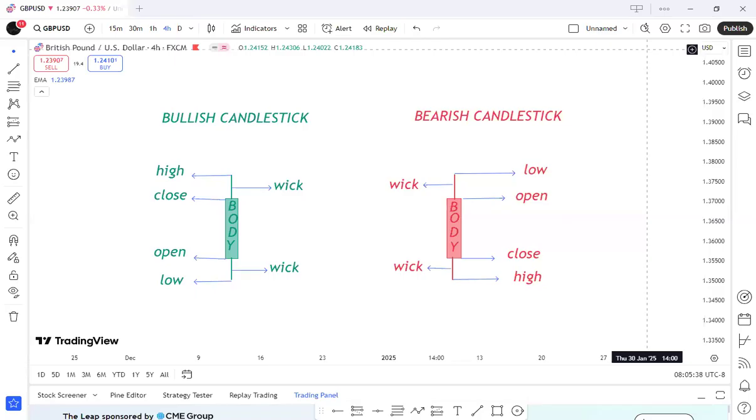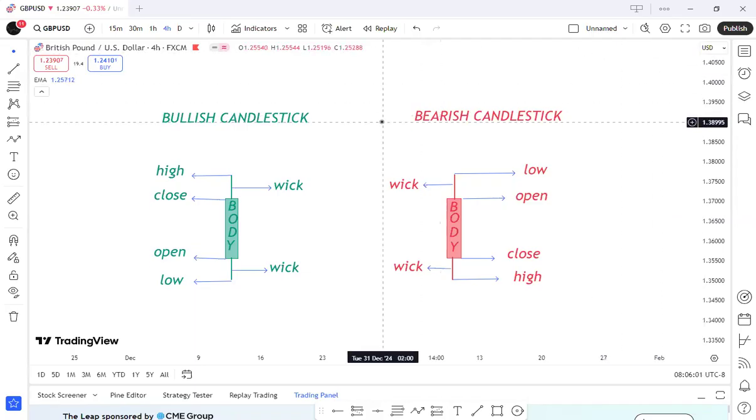In this video, I'll be discussing candlestick patterns and how to read a candlestick. This video is mainly for newbies. If you are not a newbie and you probably know this, I think this video is not for you. But if you're a newbie and you don't know much about the financial market, this video is for you.